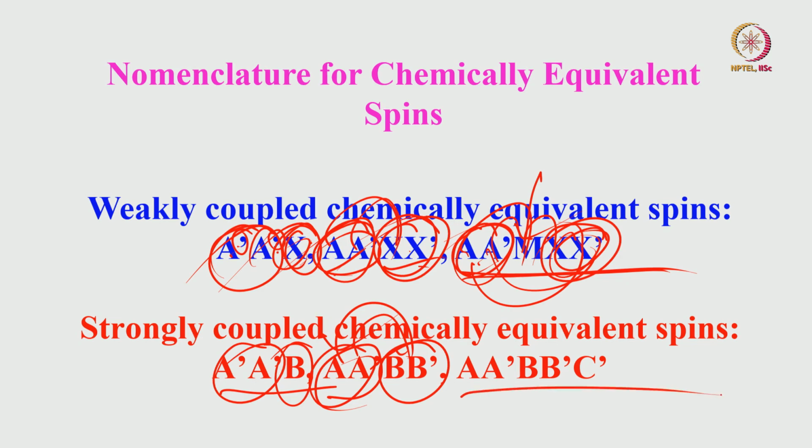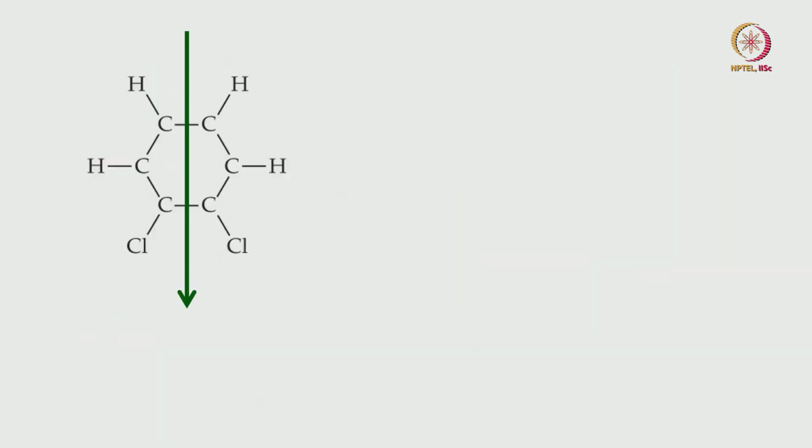Similarly, you can have A prime, B prime, C, there is no C prime, just C. That means A prime are chemically equivalent, B prime are chemically equivalent, and together they are coupled to C, all strongly coupled. This is the nomenclature used for chemically equivalent spins when they are strongly coupled. Look at a molecule like this. This is orthodichlorobenzene. Now, I can put a nomenclature like this.